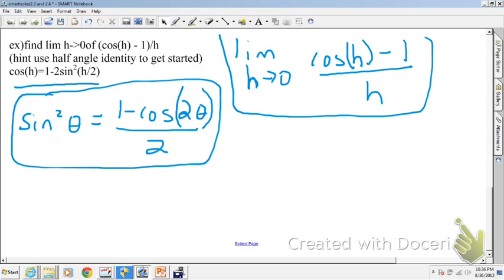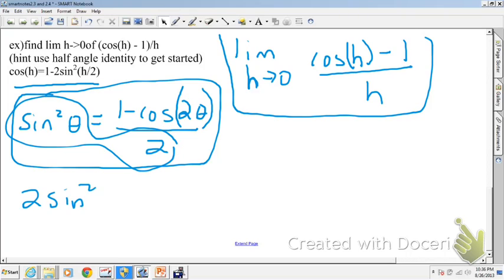Well, let's manipulate that, okay? Let's cross multiply. All right. Because I want to figure out how, if you're not given that hint, can you do it on your own? Okay. So 2 sine squared theta equals 1 minus cos 2 theta.